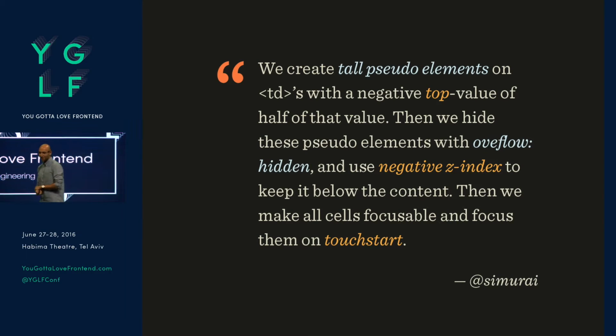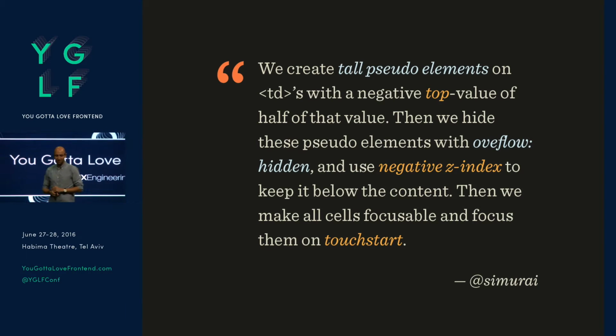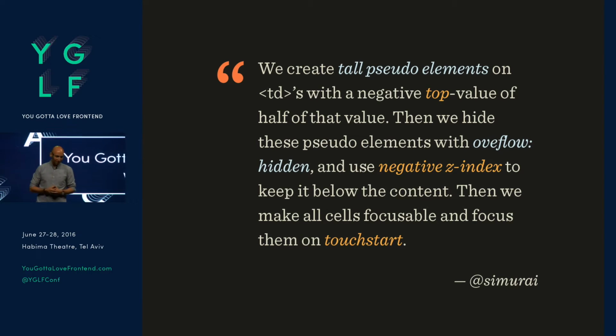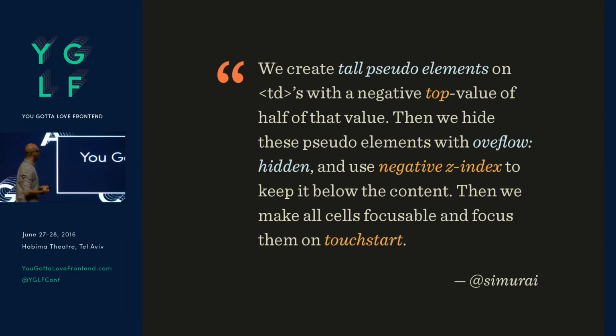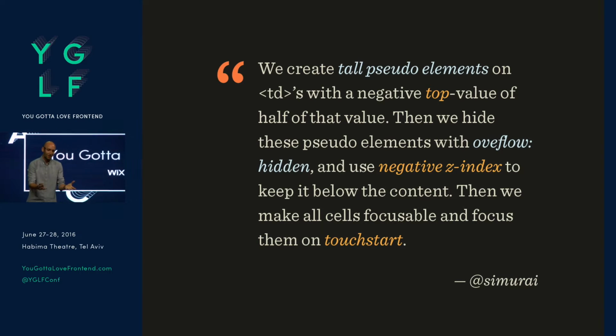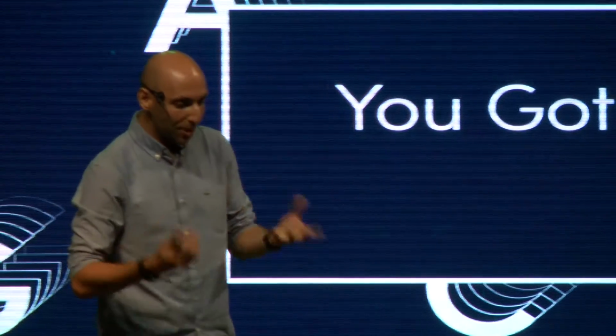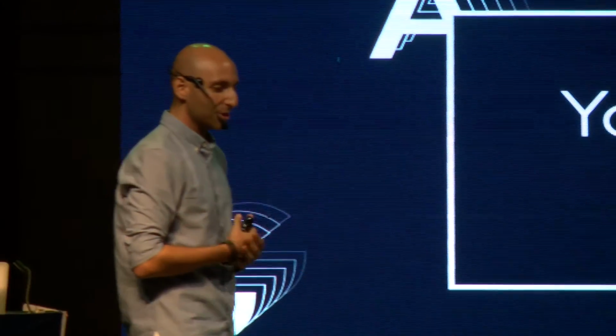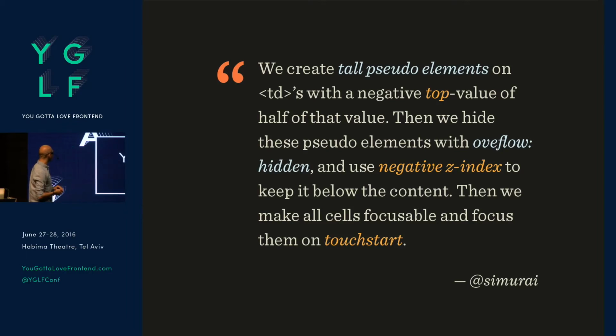But what we can do is say, all right, here's a little trick. We're going to create a huge pseudo-element to cover the entire thing, and we're going to put it on TDs with a negative top value of half of that value. You will see in a second why. Then we hide these pseudo-elements with overflow hidden, so the table actually stays a table. And we use a negative z-index to put the content up front so we can copy-paste it, and then, of course, we can make all cells focusable and focus them on touchstart. So this is what's going to happen.